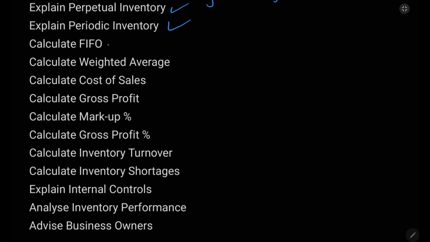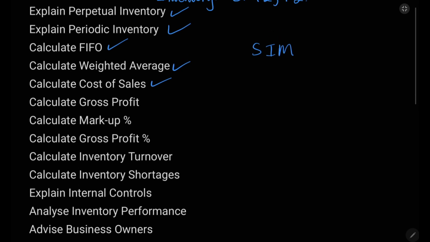So we also know what the FIFO means, first in, first out. We know how to calculate it. We also know how to calculate weighted average, or even the average cost. We know how to calculate the cost of sales. And you guys also know the specific identification method. I didn't write this here, so I probably have to update this list. You also know how to calculate your gross profit. You know how to calculate your markup. You know how to calculate the gross profit percentage. You know how to calculate inventory turnover, calculate inventory shortages, to explain internal controls.